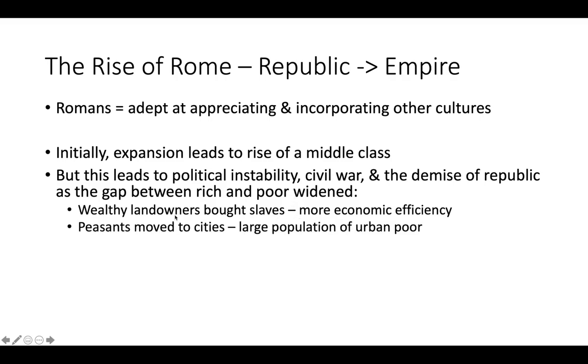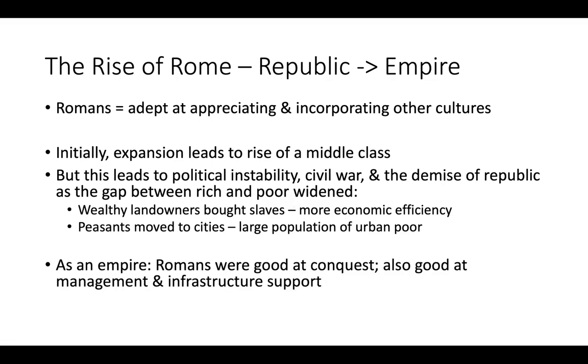But of course, slaves would displace the peasants. So the peasants on the land who used to have a job now don't, because they're being outsourced by slave labor. So the peasants move to the cities. There become these huge populations of urban poor in the major cities of Rome, and this contributes even more to the gap between rich and poor widening. So things are getting really unstable potentially here. But then the emperor takes over, providing some stability.